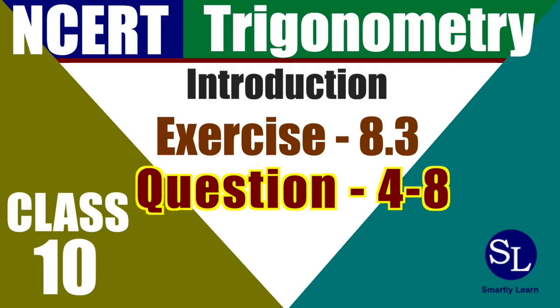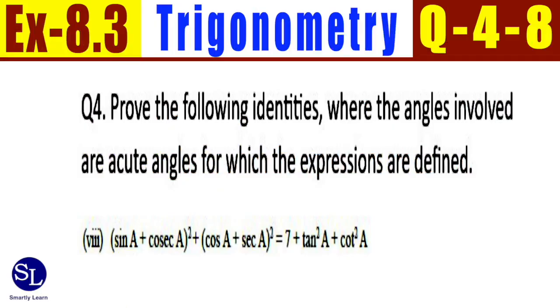In this video, let's see how to solve the 8th subdivision in question 4 from exercise 8.3. Prove the identity (sin A + cosecant A) whole square plus (cos A + secant A) whole square is 7 plus tan² A plus cot² A. Now let's note down the identity that we need to prove.